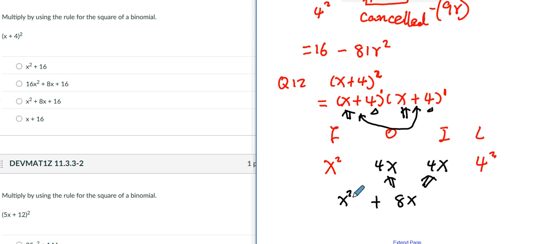And then here is x squared. The last one is 4 squared. That's 16. So in future, when you see this x plus 4 squared, what you really have to do is x squared plus the 4 squared, and then 4 times x, double it. Okay, that's the formula for x plus 4 squared.